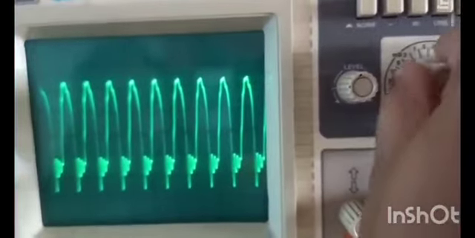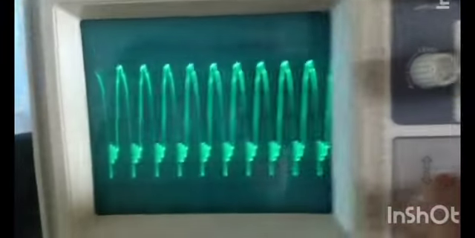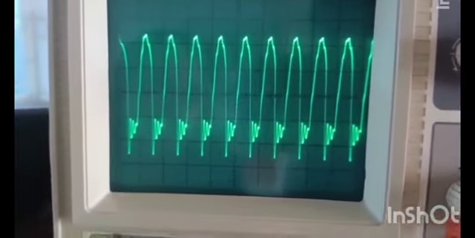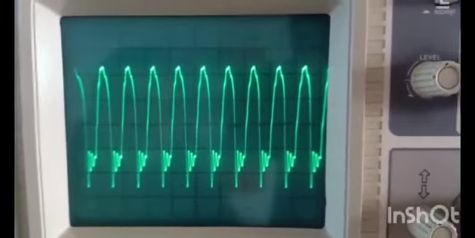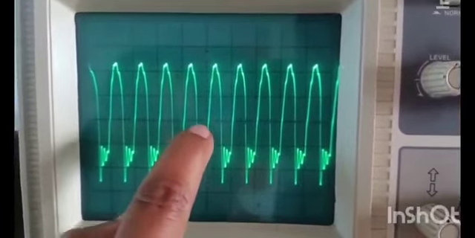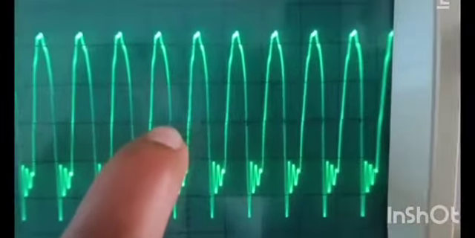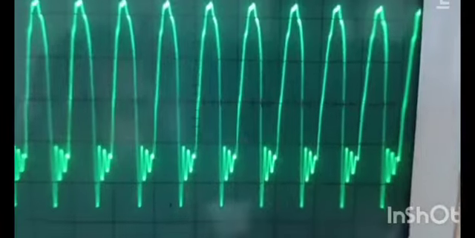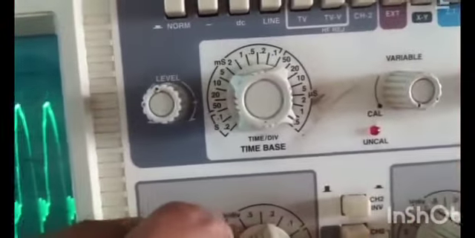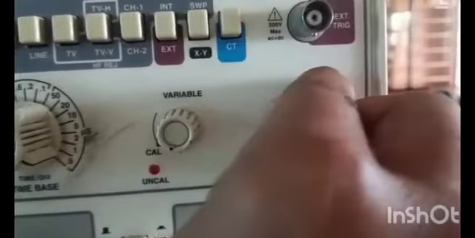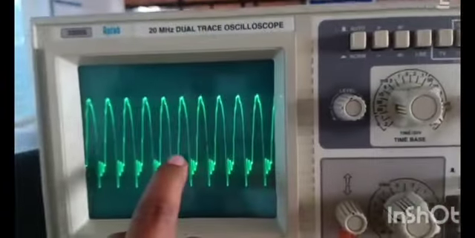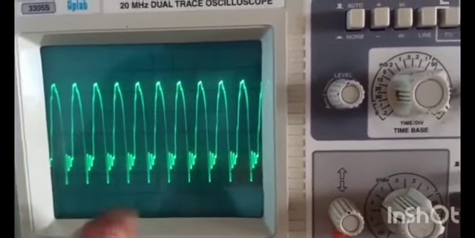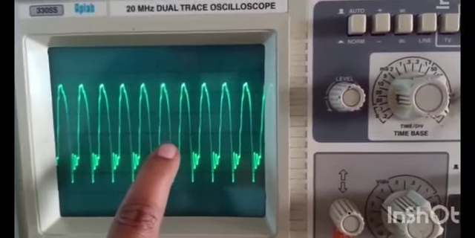As you can see here, you are able to see the output. Now again we need to find out the frequency of oscillation. In order to find that, I first need to find the time taken to complete one cycle. If I take this as a starting point, to complete one cycle, this is the positive cycle and this is the negative cycle. One positive cycle and one negative cycle almost cover only a single box. So the time taken is only one box.